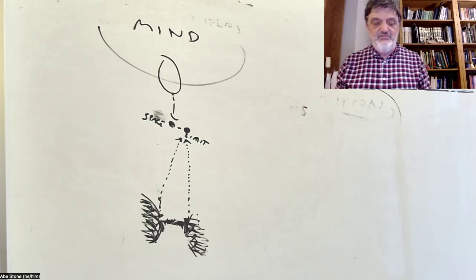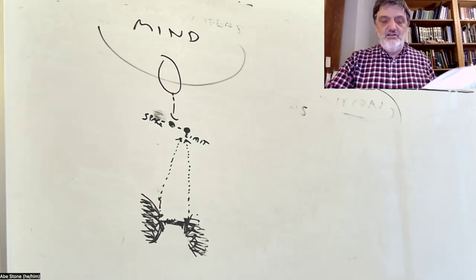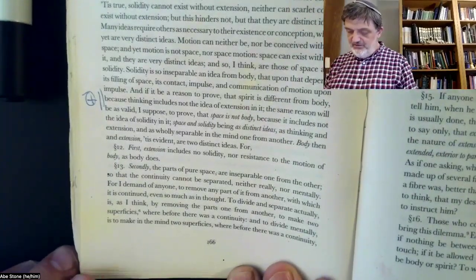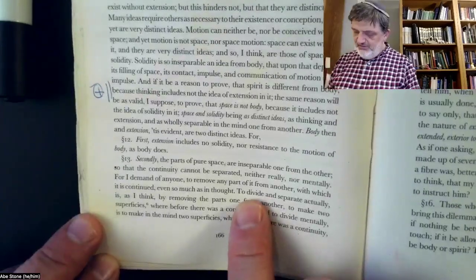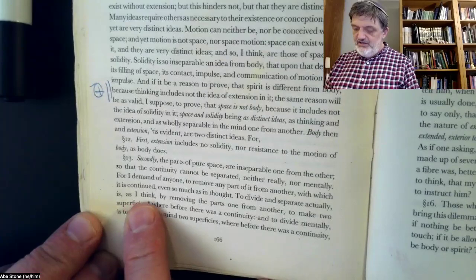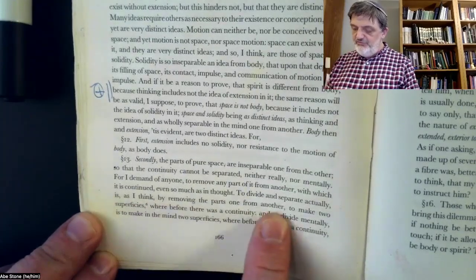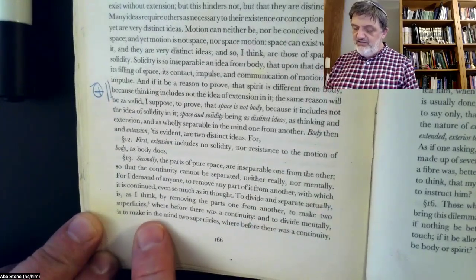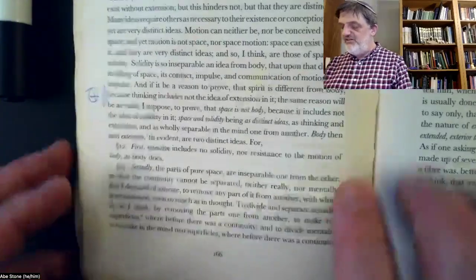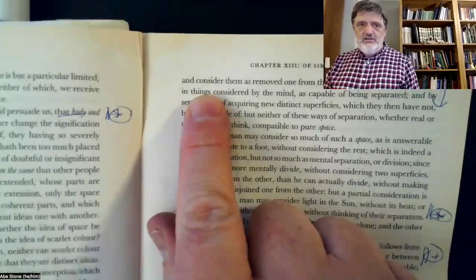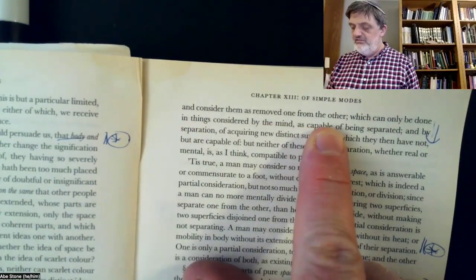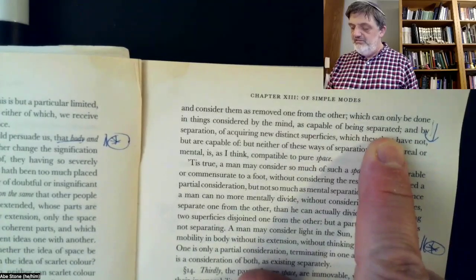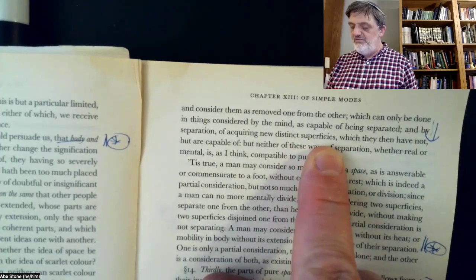I know that's a weird thing to say, but let me read what he says in section 13 on page 166 to 167. "To divide and separate actually is, as I think, by removing the parts one from another to make two superficies where before there was a continuity. And to divide mentally is to make in the mind two superficies where before there was a continuity, and consider them as removed one from the other, which can only be done in things considered by the mind as capable of being separated, and by separation of acquiring new distinct superficies," right?